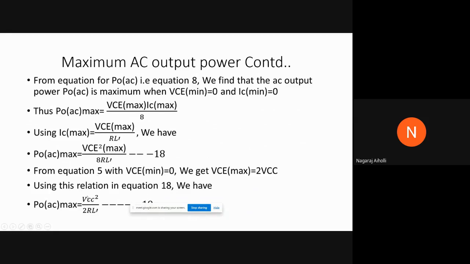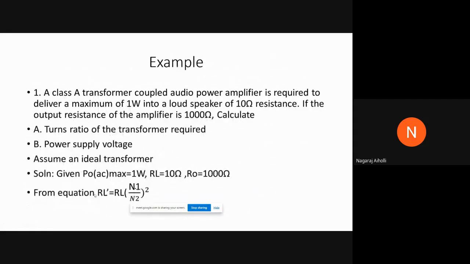Therefore P naught AC maximum will be equal to VCC square divided by 2 RL dash. Take it as equation 19. This is the maximum AC output power in terms of the supply voltage and the resistance of the primary winding, RL dash. Let us solve an example.